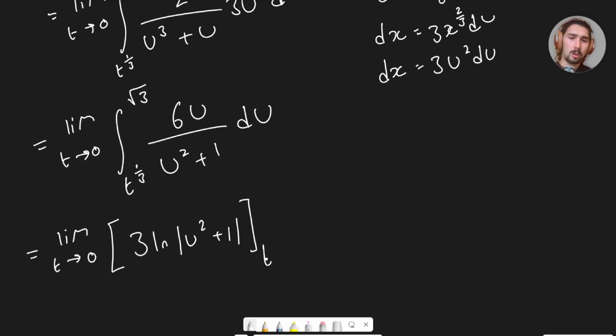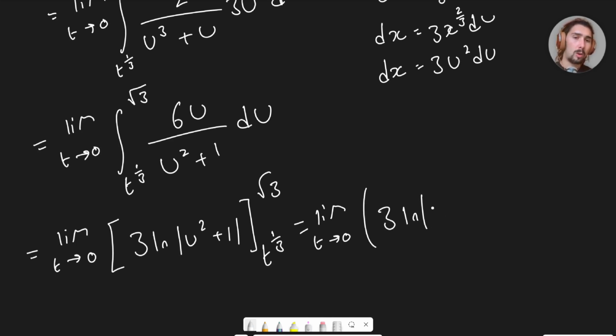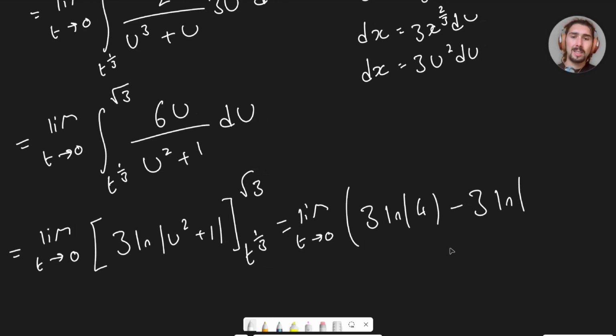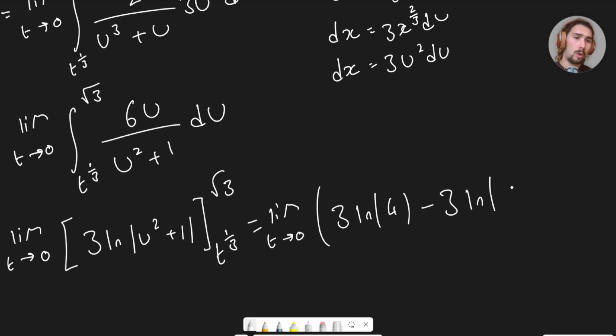Okay, and then we've got our t to the power of a third, and we've got the square root of 3 here. Let's rewrite. So we've got the limit as t goes to 0, open bracket, we can plug in the square root of 3. So 3 times the natural log of the square root of 3 squared is 3, plus 1, that's the number 4, so just 4 there. And then we're going to subtract 3 times the natural log of, and then this is going to be t to the power of 2 over 3 plus 1, like that, okay?